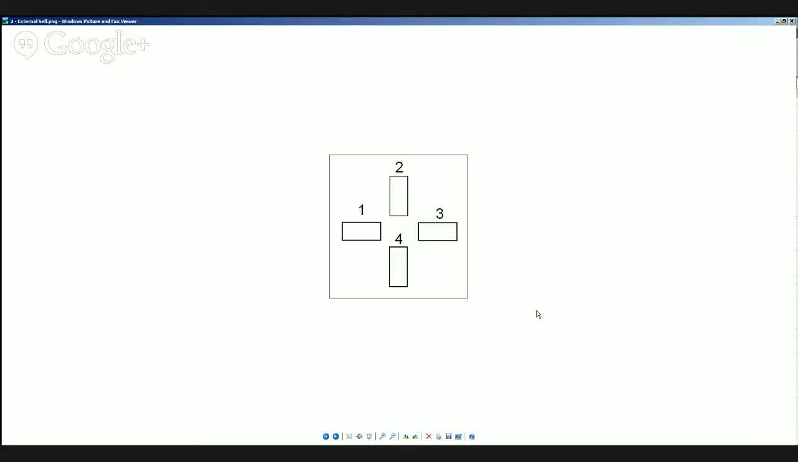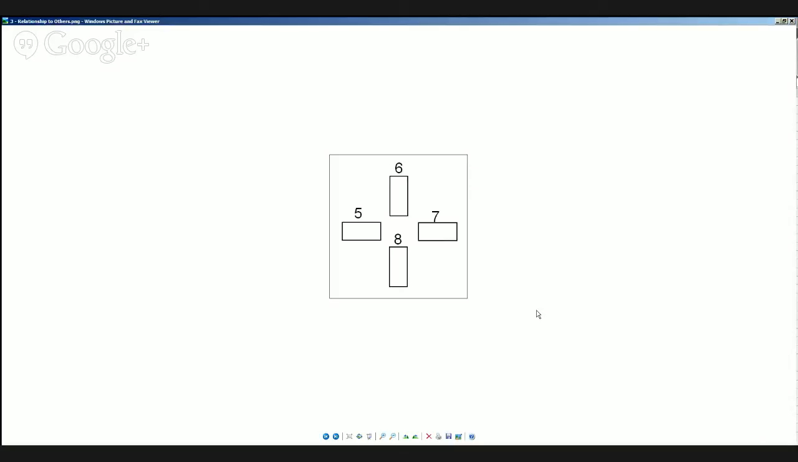Number 3 is the element of the character, basically a general sense of who are they. And number 4 is what they strive for in life, their aspirations. So this represents basically the external self that most people see when they see a person.